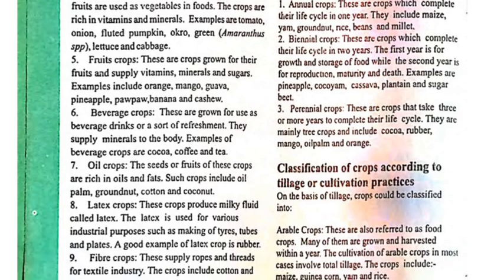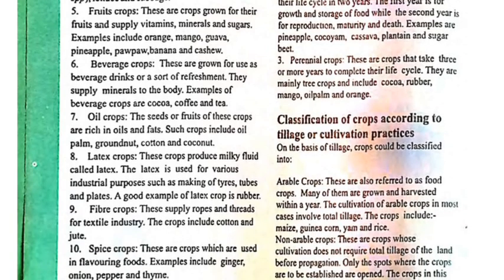Number 7, we have oil crops. The seed or fruit of these oil crops are rich in oil and fat. Such crops include oil palm, groundnut, cotton, and coconut. Alright, so we can get coconut oil, we can get palm oil, we can get groundnut oil from the seed itself. That's why they are classified into oil crops.